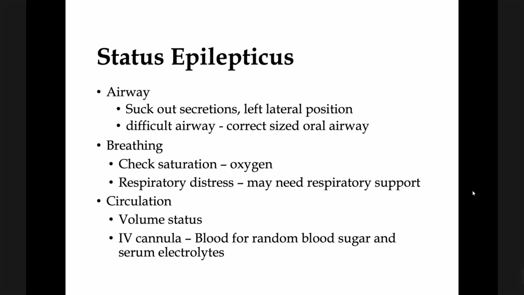Then it's better if you can put the IV cannula, right? Once you put the IV cannula, you will usually send blood for sugar because, as I said, hypoglycemia can worsen any condition. And if this is the first episode, you might do certain electrolytes such as sodium level, calcium, magnesium levels, right?